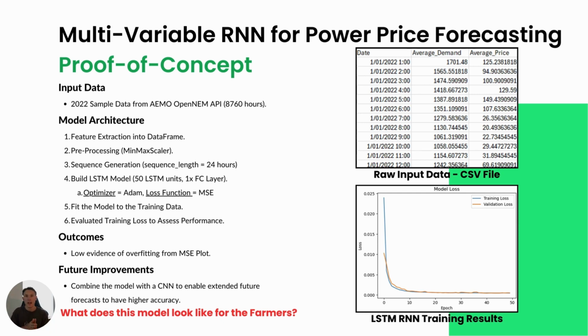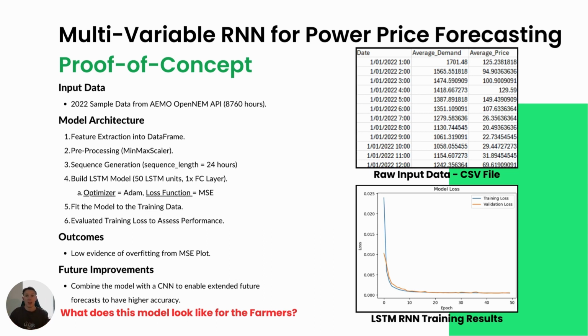Now, the outcome from training this model was some pretty low evidence of overfitting, as you can see from the mean squared error per epoch plot on the bottom right. Now, my vision for improving this model for the long term is to combine the model with a CNN or convolutional neural network to enable this extended future forecast to have higher accuracy.